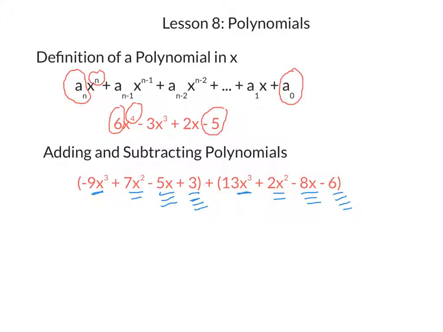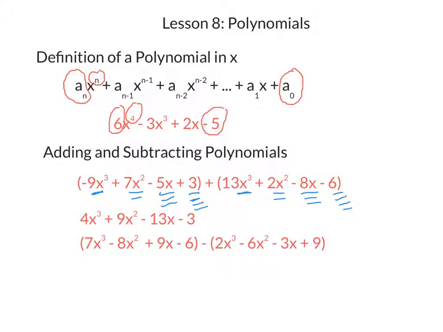So what we're going to do is combine the like terms. Now when we combine our like terms, we end up with the following. 4x^3 plus 9x^2 minus 13x minus 3. And if you look back at what we started with, minus 9x^3 plus 13x^3 ends up being the 4x^3. And similarly with the other like terms. So adding and subtracting is simply the combining of like terms.